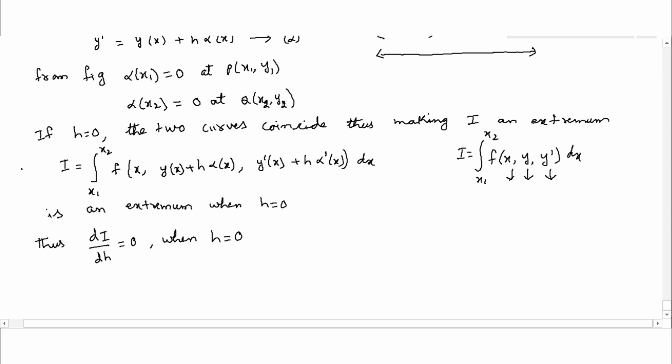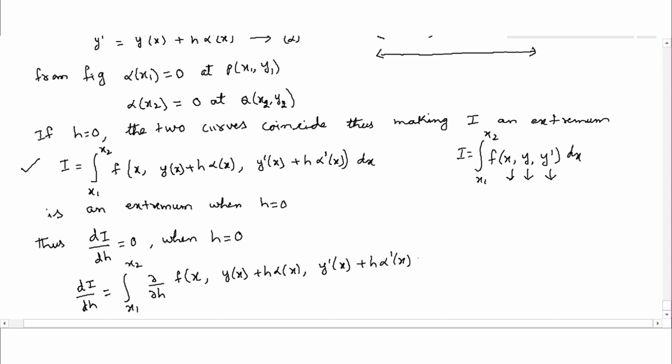So if I differentiate this particular equation, I, with respect to h, I will get dI by dh equals to, now you have the integral, we'll keep this integral as it is, x1 to x2. Because we are differentiating under the integral sign, we'll use the partial derivative, dou by dou h, of the entire function. This function I'll write as it is: f of x comma y of x plus h into alpha of x, then y dash of x plus h into alpha dash of x, times dx.